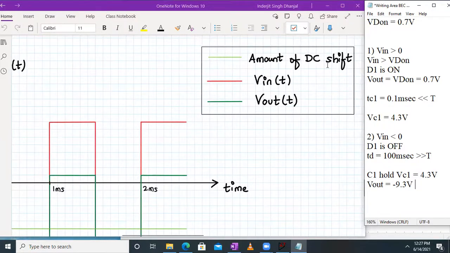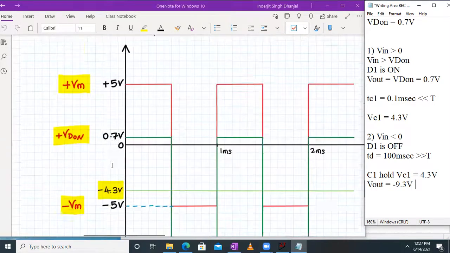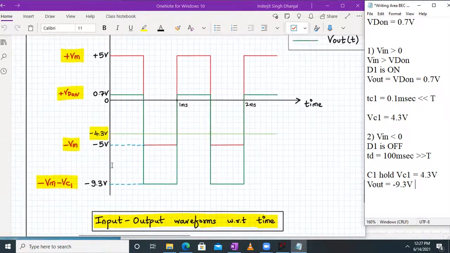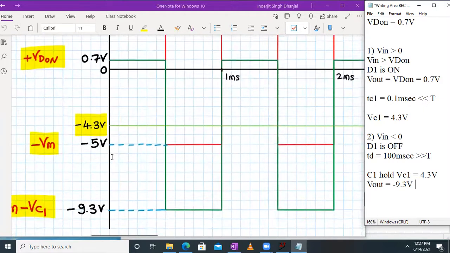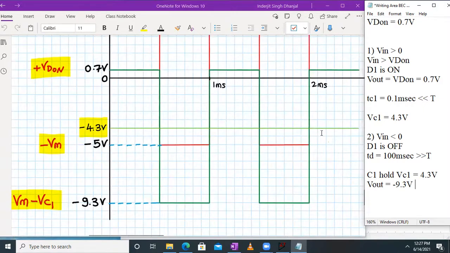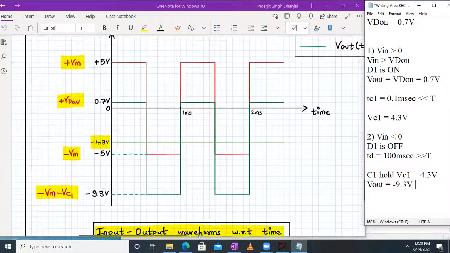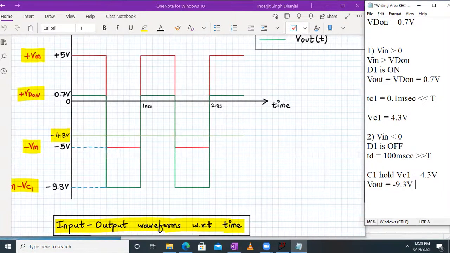I marked it as a light green color line with the amount of DC shift. So here it is. That means what? The input is referenced around the x-axis, the zero DC level, while the output waveform is referenced about this light green color line, which is the DC shift. So the amount of DC shift over here is minus 4.3. So these are my input output waveforms for my clamper 1.